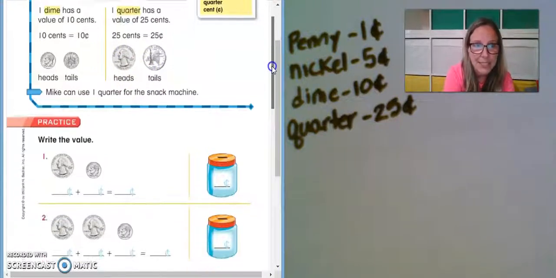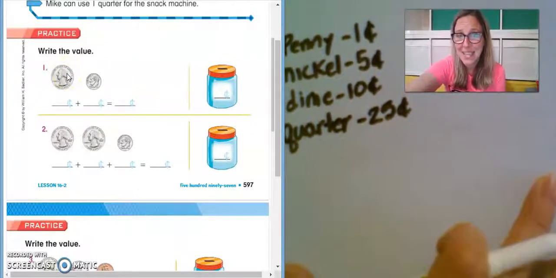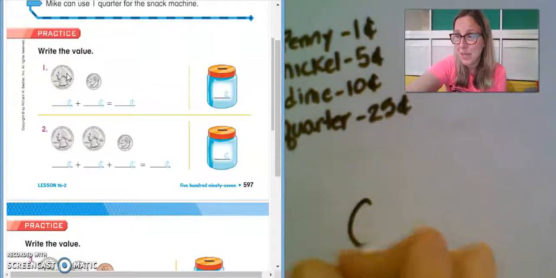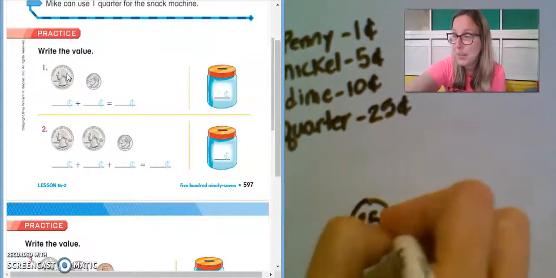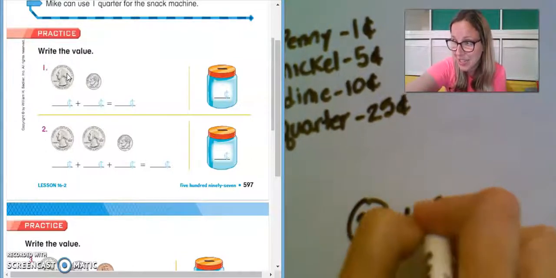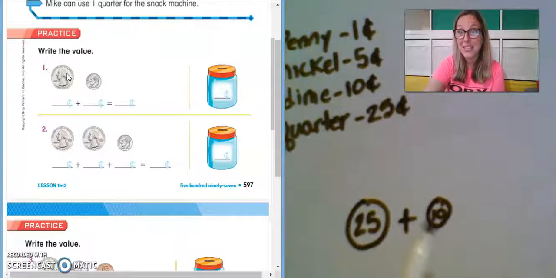Looking down where it says practice, here it has a quarter plus a dime. So what that is saying, and if you want to write with your pencil right on top of these coins to help get it in your brain, you can do that. The big one is a quarter, that's 25 cents, plus the little one, which is a dime, which is 10 cents. So we're saying 25 plus 10.